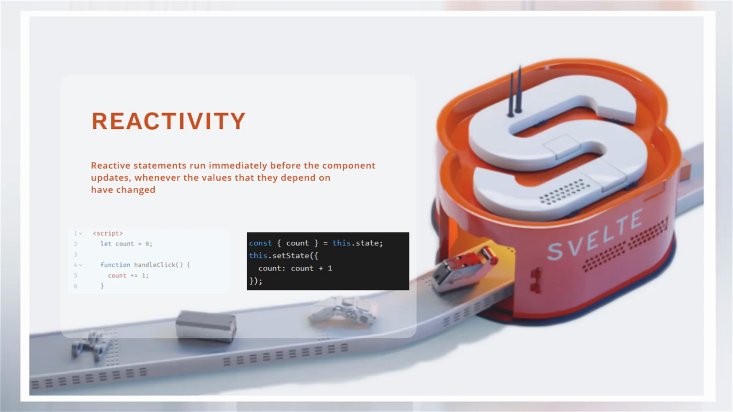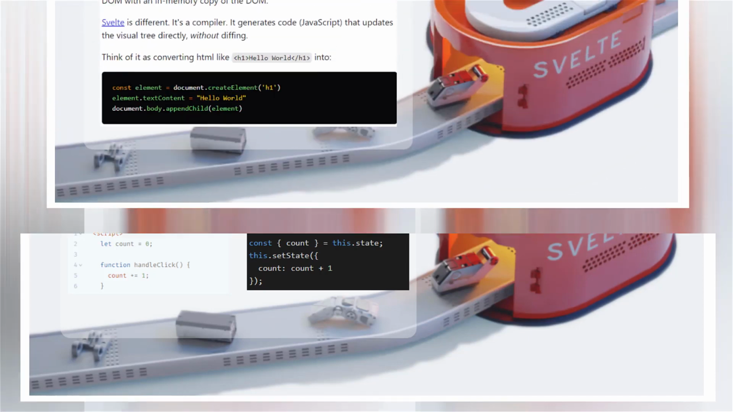You have to update your state with this.state. But with Svelte, you just reference that variable and update it directly. So this code is simpler than React.js or Vue.js, which is very cool.